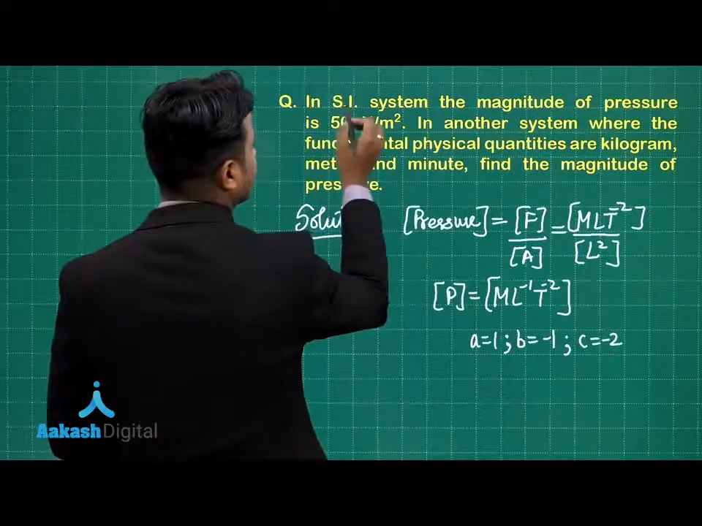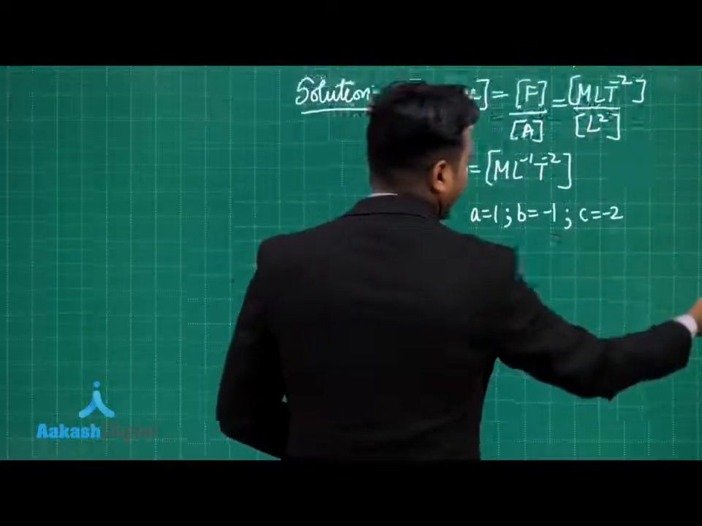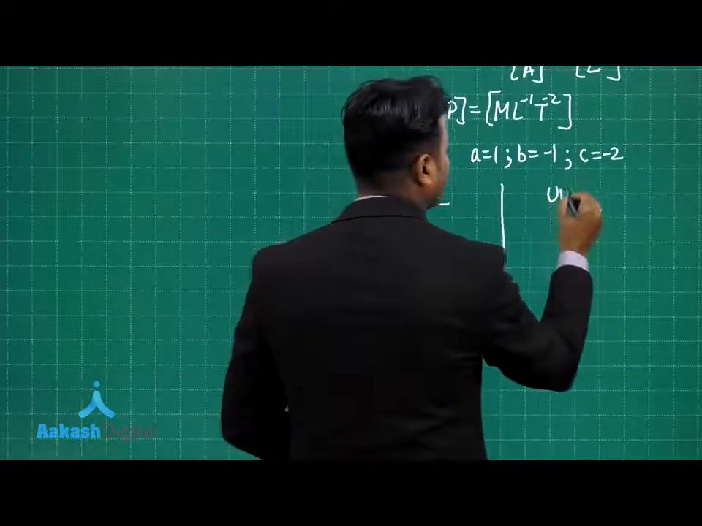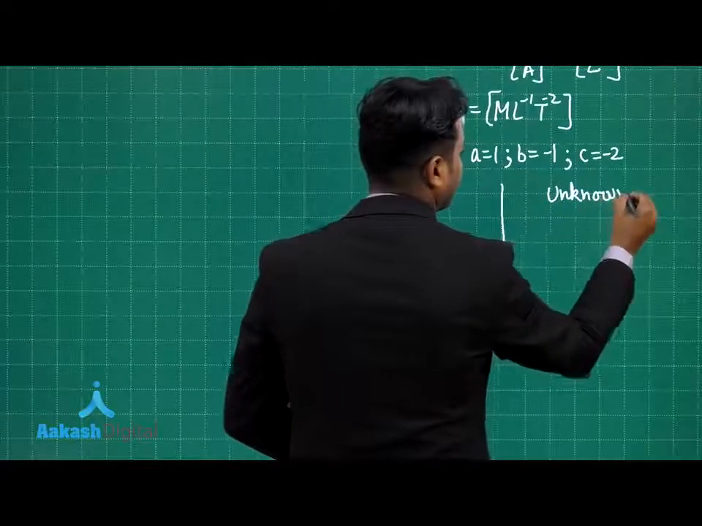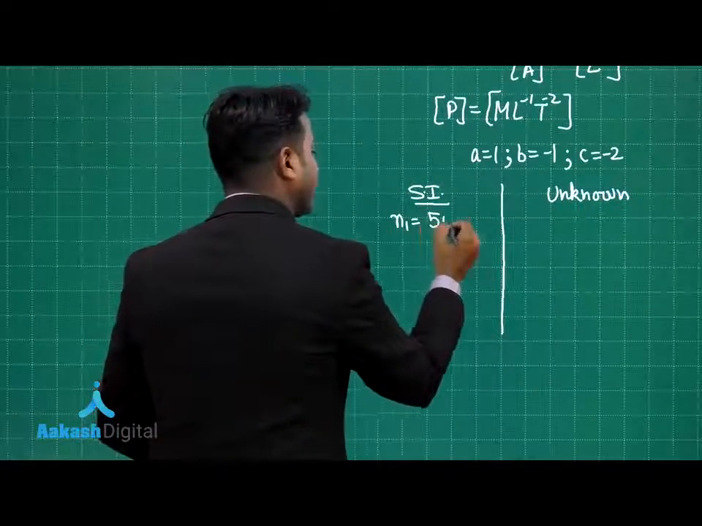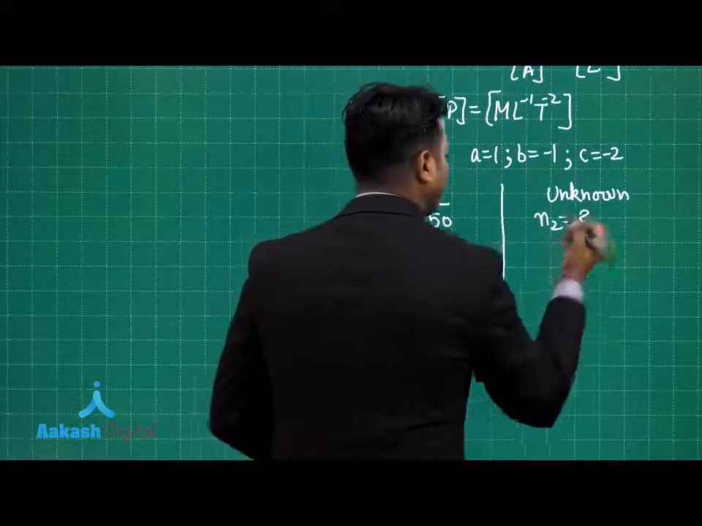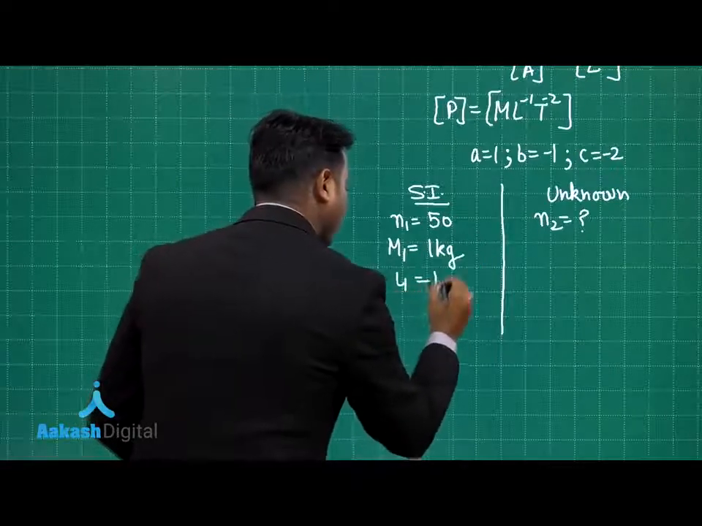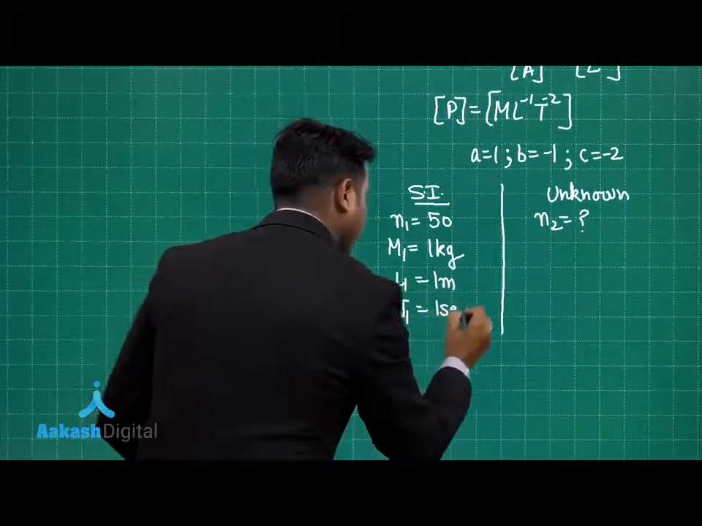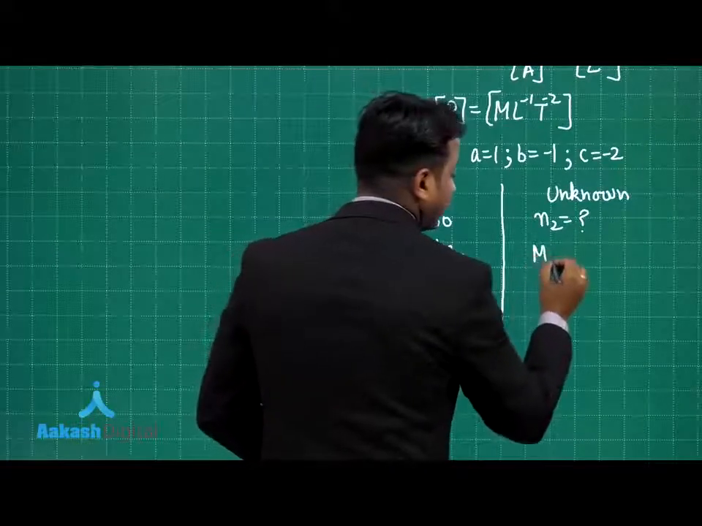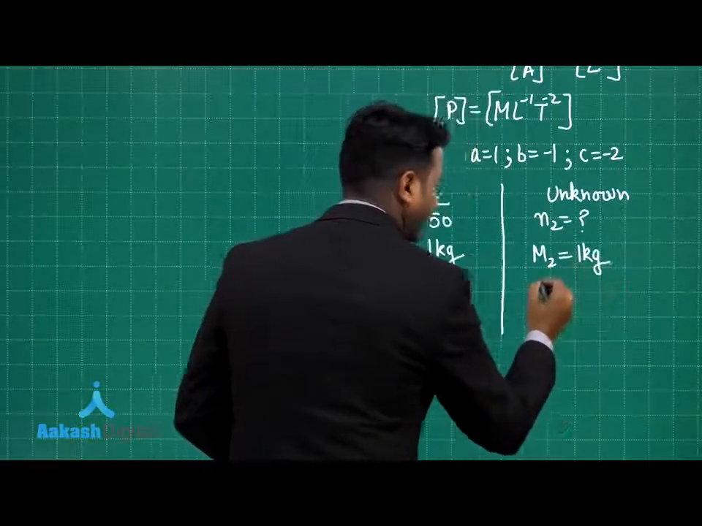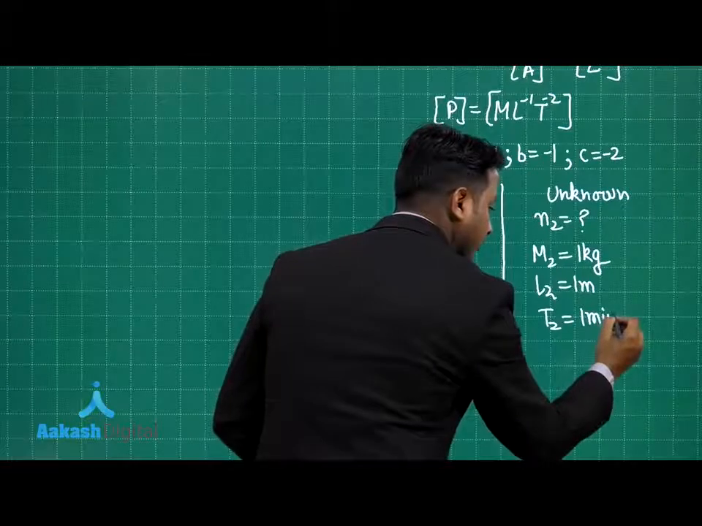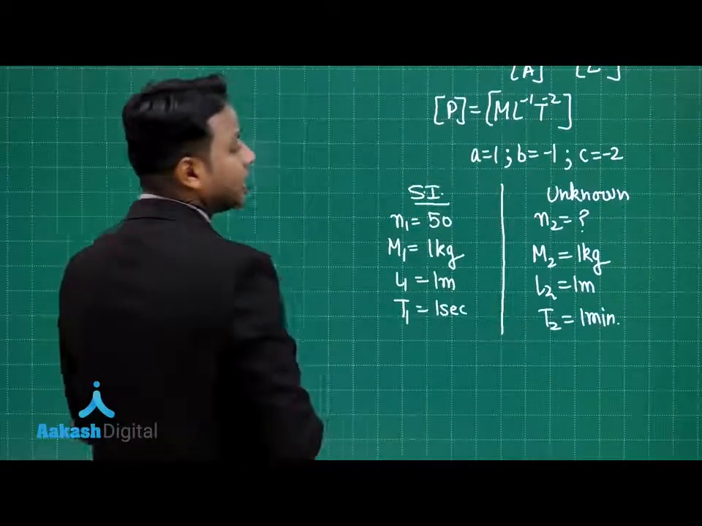Now the first system given to is SI system, so I can bifurcate it over here. The first system is SI system, another is the unknown system that we have. Now in the first system, N1 value is given as 50, here N2 value we need to calculate. Here in the SI system, M1 is 1 kilogram, L1 is 1 meter, T1 is 1 second, and here in the another system, the M2 value is labeled as 1 kilogram. The L2 value is labeled as 1 meter, but T2 value is taken as 1 minute. Now there is a difference in the system of units.